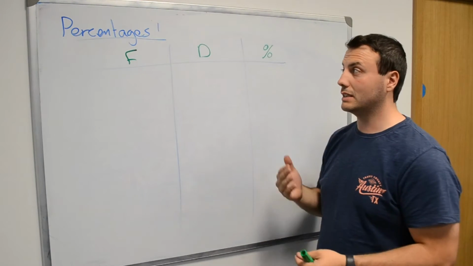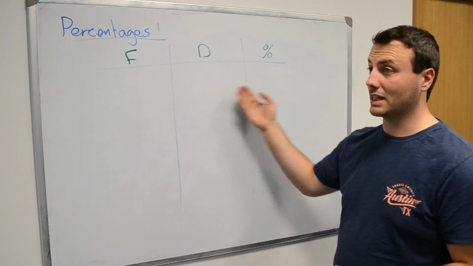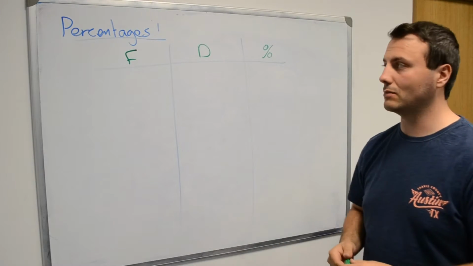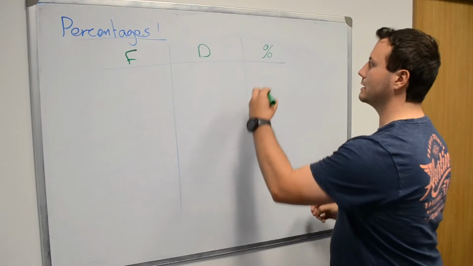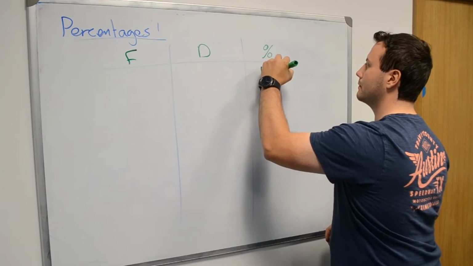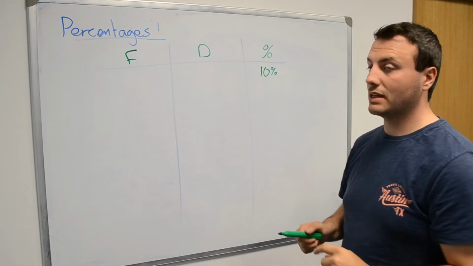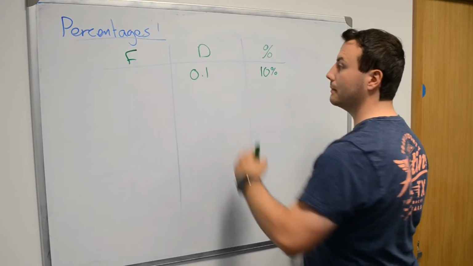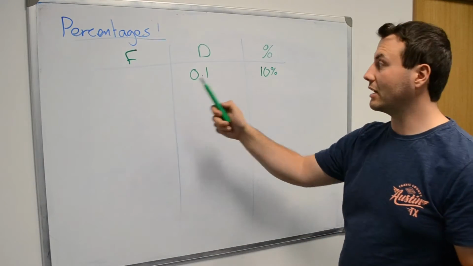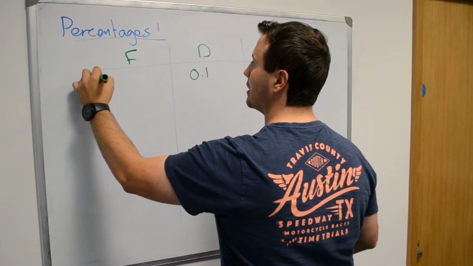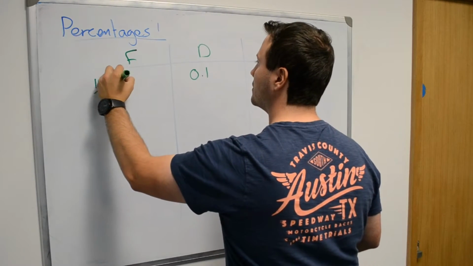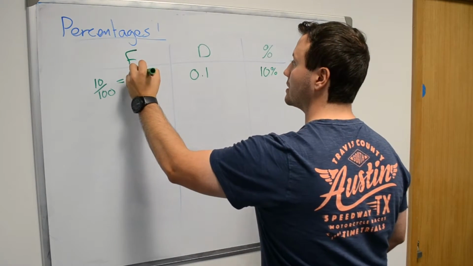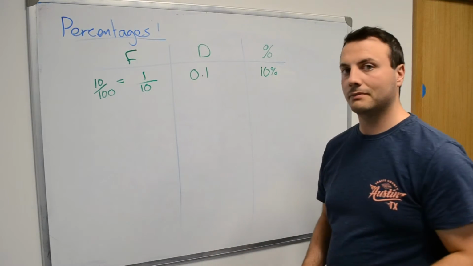So with all of that covered, now we have the ability to move between fractions, decimals and percentages nice and easily, with percentages being the link between fractions and decimals. So let's start off with looking at 10%. With 10%, we can easily convert it into a decimal and say this is 0.1. And then to go to a fraction, this is 10 over 100. And then by simplifying, we can see that dividing top and bottom by 10 gives us 1 over 10.